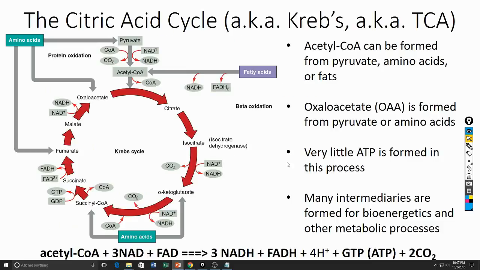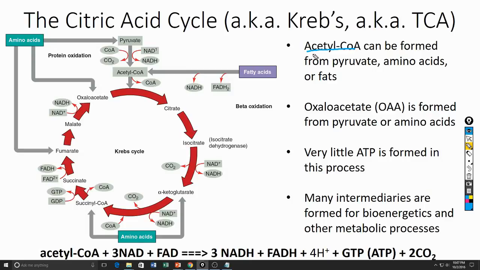So this is the citric acid cycle. You can call it the TCA cycle. You can call it Krebs. It's all the same stuff. It just depends on which textbook you use and who you talk to. But the citric acid cycle is named after citrate. That's all that is. Krebs or TCA, it doesn't really matter. All right, so let's talk about this a little bit.